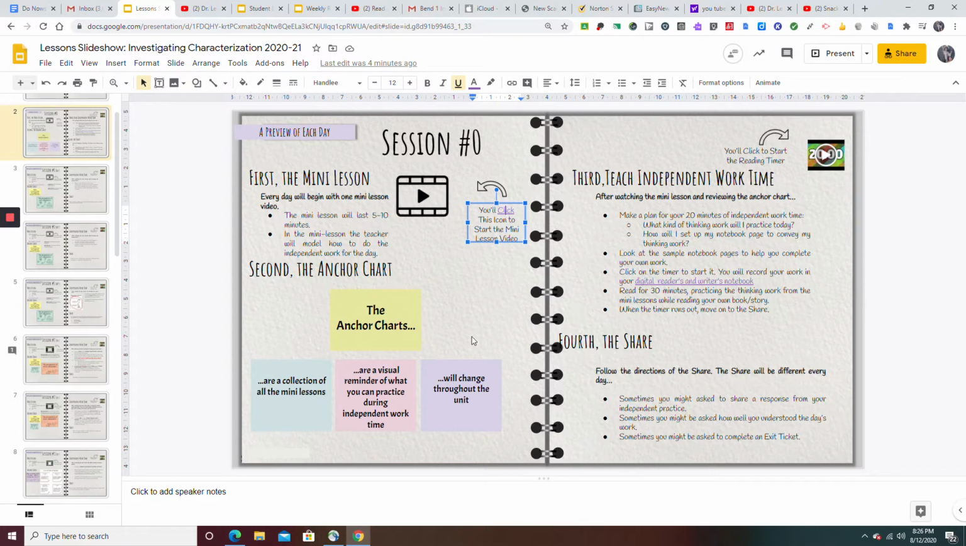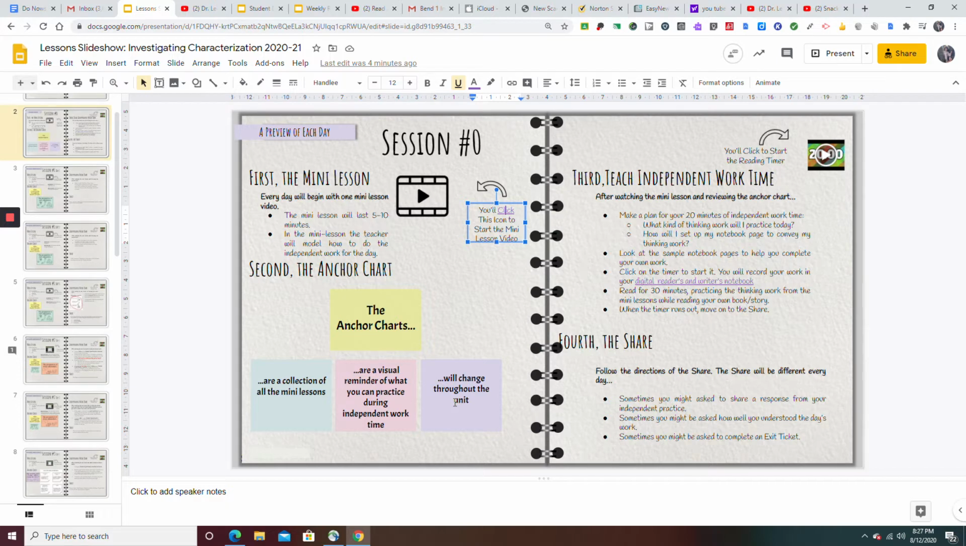Second, the anchor chart. What is the purpose of an anchor chart? They are a collection of all the mini lessons. They are a visual reminder of what you can practice during independent work time, and they will change throughout the unit. So they're always a good constant to refer back to help you through your independent work.